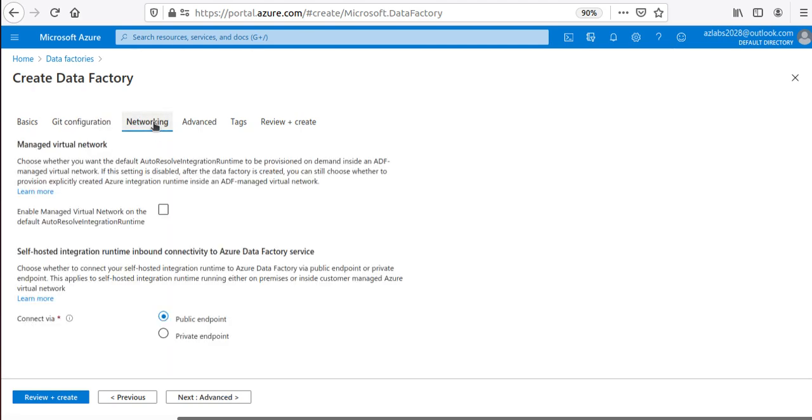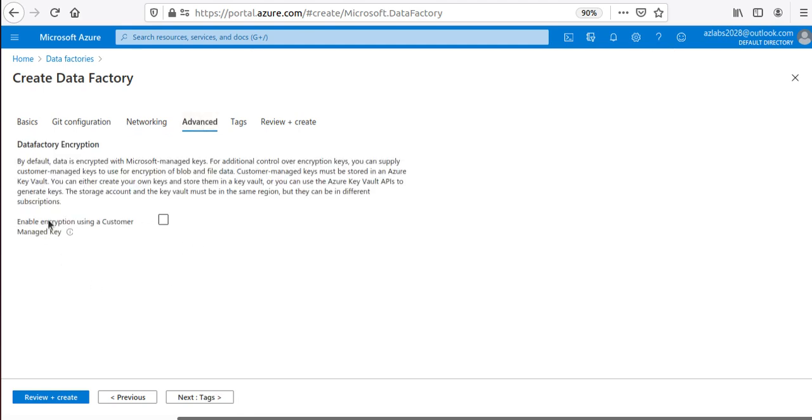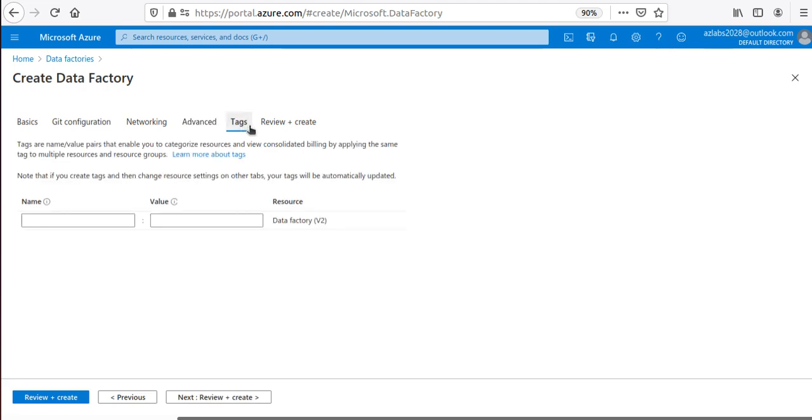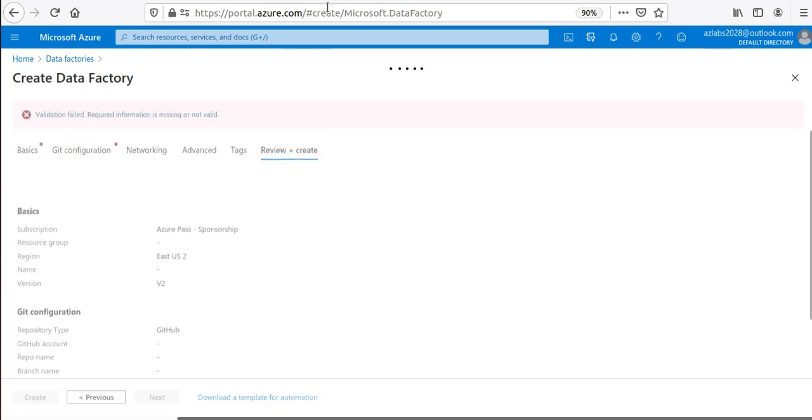You will configure your network, whether you need a public endpoint or a private network for better security. From the advanced tab, you have to enable encryption. If you are using a managed key, you have to configure that one. Then tags, the standard, and you'll be able to create this one.